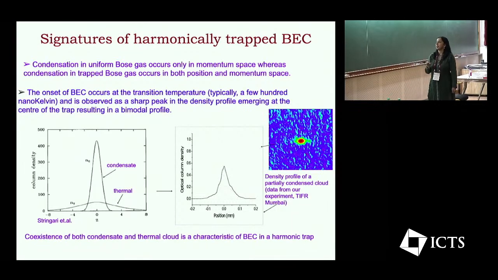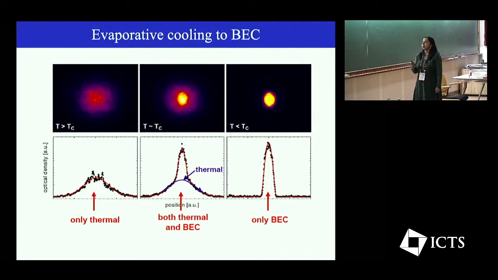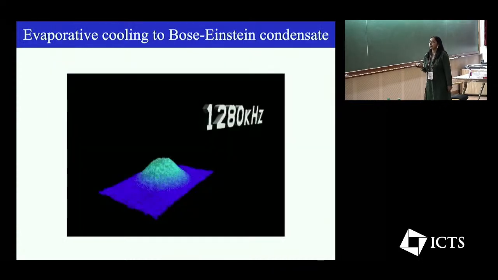So this is like a signature which helps us recognize the Bose-Einstein condensate. You can see before the BEC phase transition, you have a broad thermal profile. And at the transition temperature, you have a coexistence of the broad thermal profile and the sharp peak of BEC. And at very low temperatures, you have a pure Bose-Einstein condensate. So here's the formation of Bose-Einstein condensate.